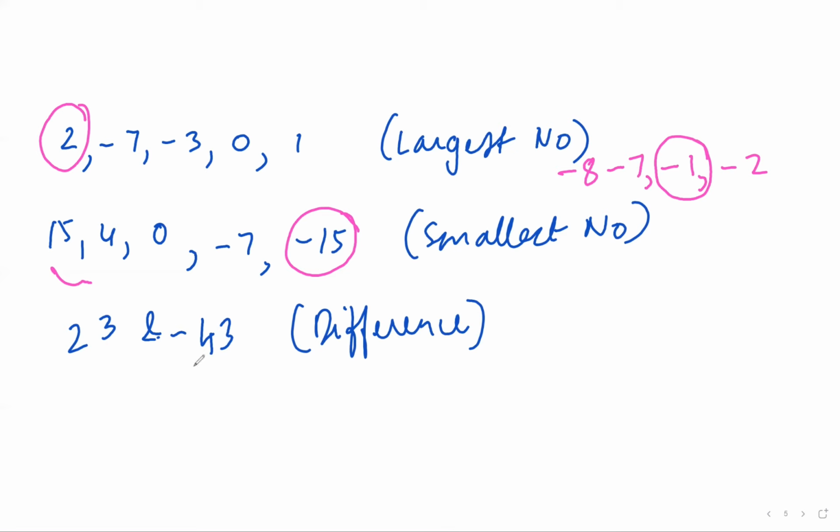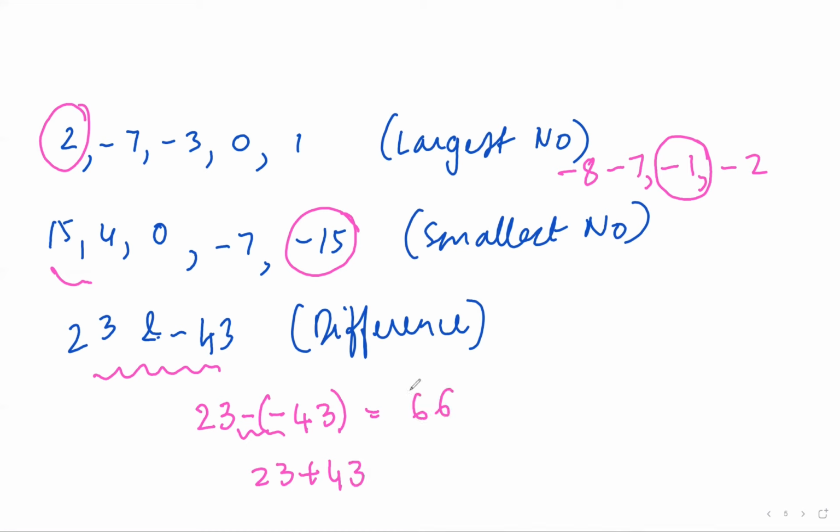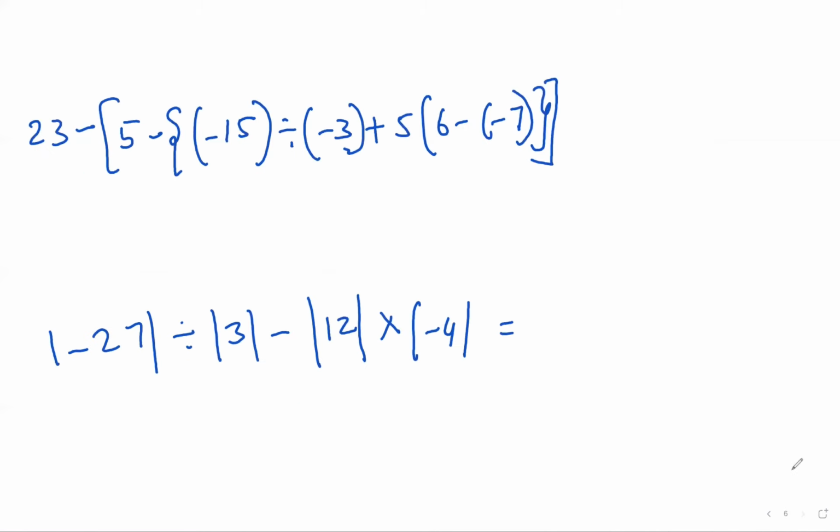Difference over here, you have to find the difference. Difference means the answer we get after subtraction. So we will do subtraction between 23 and negative 43. Minus minus becomes plus, so we will do plus. So the answer is 66. Because they have said difference, we have put this subtraction sign in between. Very good and very interesting concept.